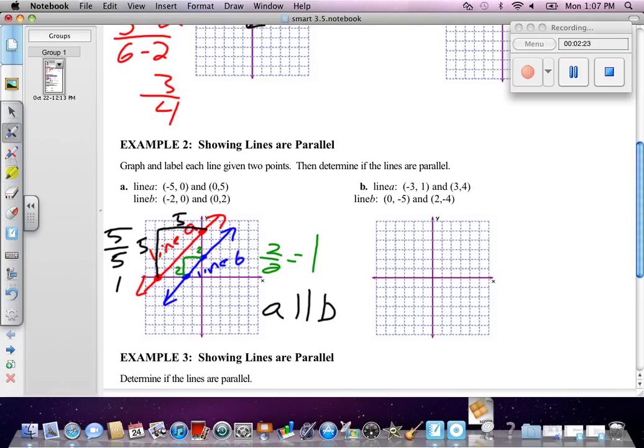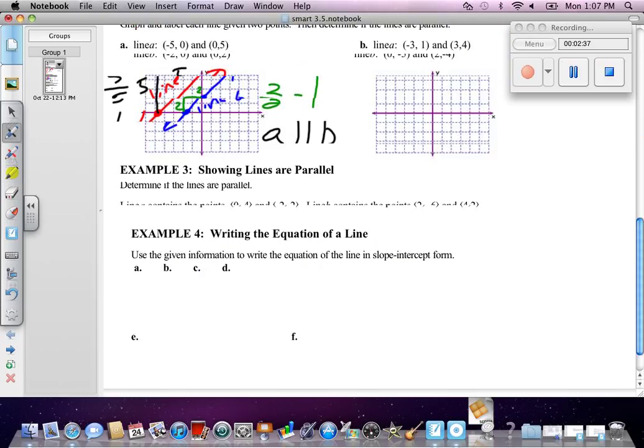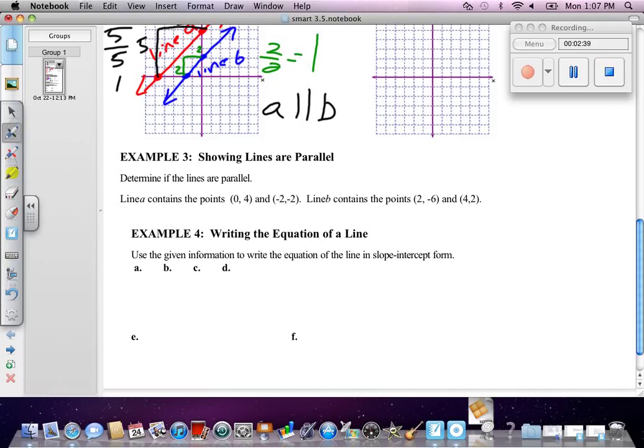What does perpendicular look like? An upside down T. Good. Great. Are we ready for example 3? Do I need to go over B? No. We're okay? Okay. Example 3.